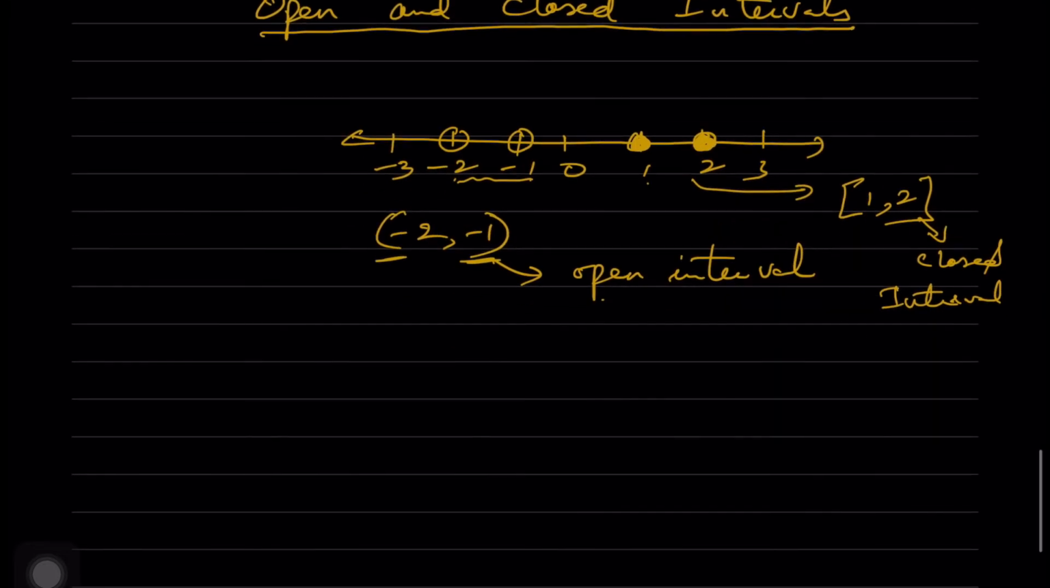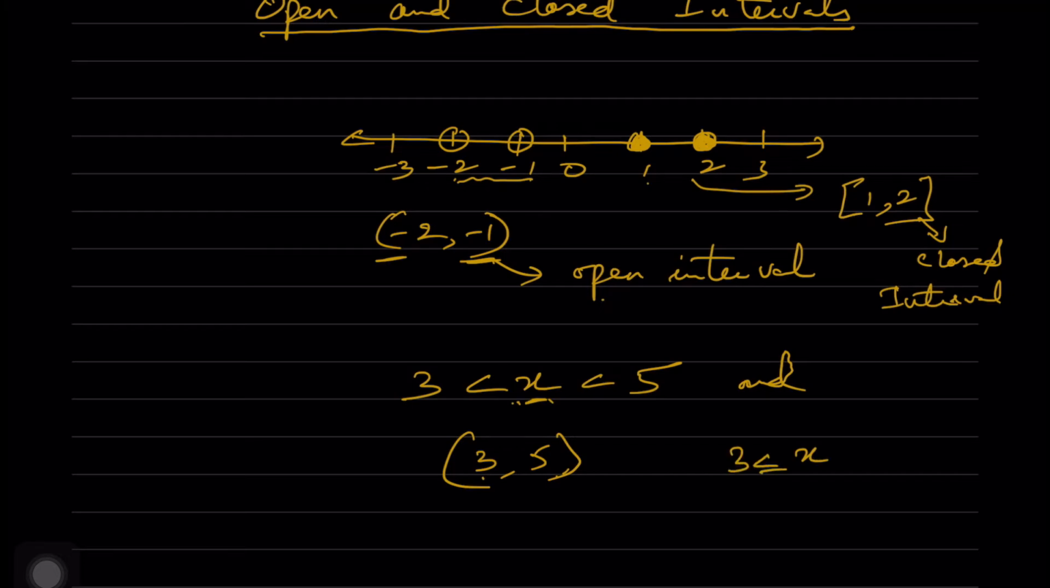Now suppose I write x is lying between 3 and 5. Here I can write this in this way: x lies between 3 and 5, not including 3 and 5. When it is written in this form, 3 is less than or equal to x is less than or equal to 5, we mean all the elements between 3 and 5 and also 3 and 5. This is a closed interval, and this is said to be an open interval.